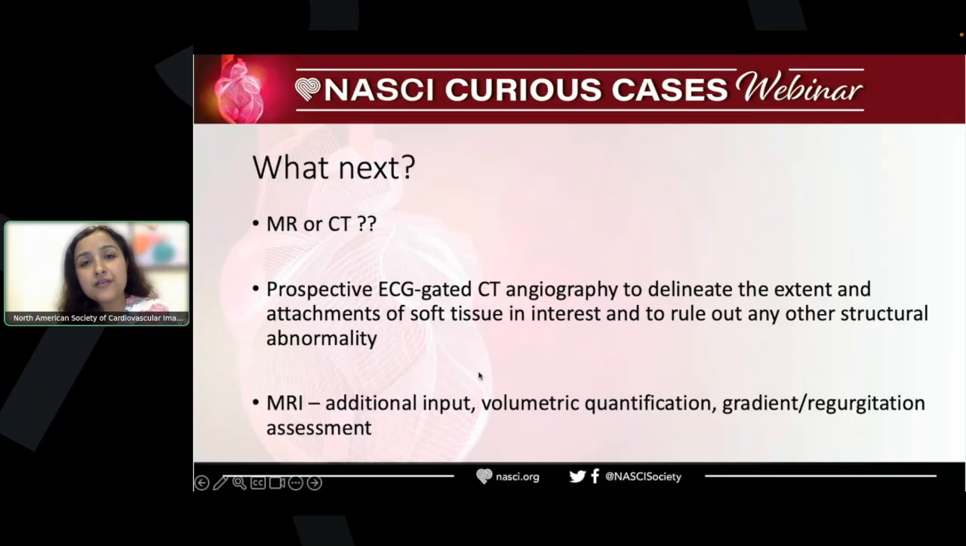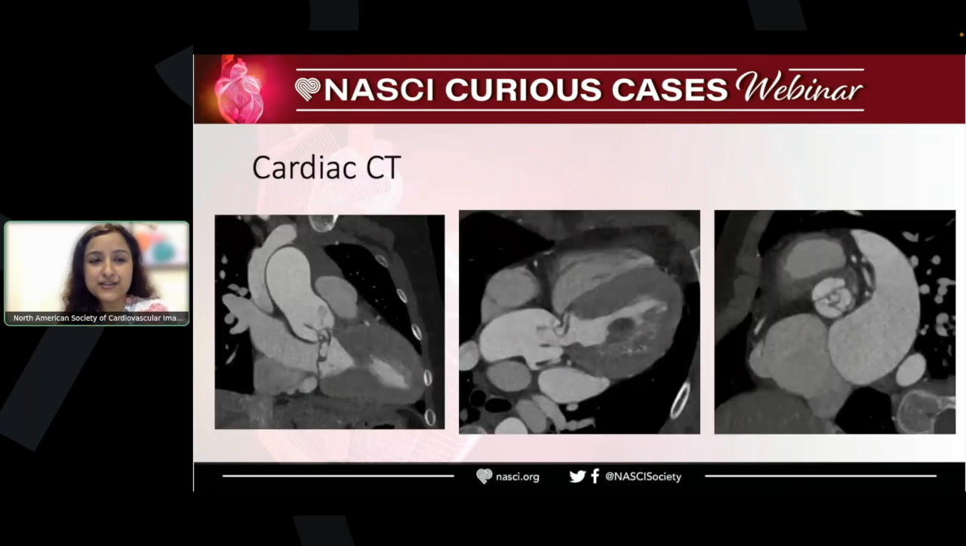However, if we do an MRI in this particular setting, then of course we'll have additional information regarding the regurgitation, the LV outflow obstruction, the gradient, and volumetric quantification can also be done. So it's a question of choice. I would say probably MRI could give you more information. We went ahead with doing an ECG gated CT angiogram in this setting.